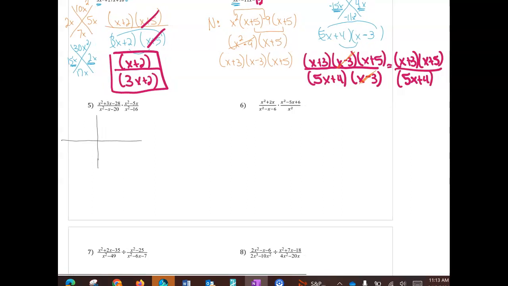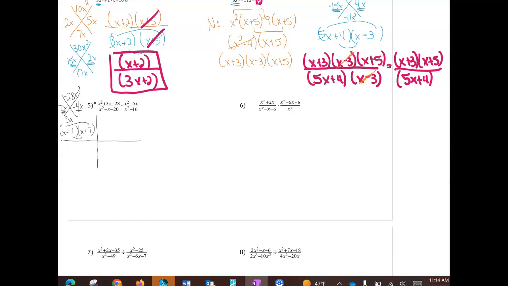And in the first problem, I'm going to need factors of negative 28 that make 3. That would be a 7 with a negative 4. And x's will be enough. And x with a positive 7 will make 7x, and x with a negative 4 will make negative 4x. All right, that is my numerator.